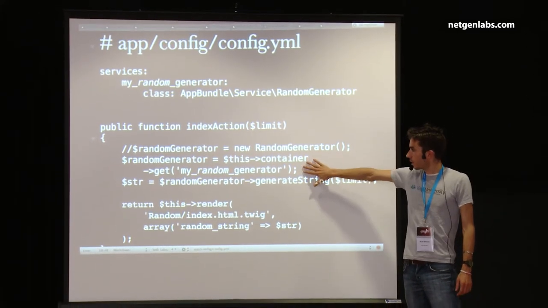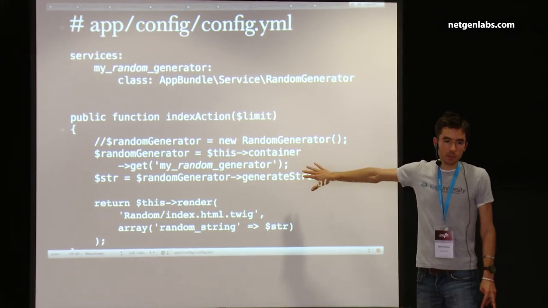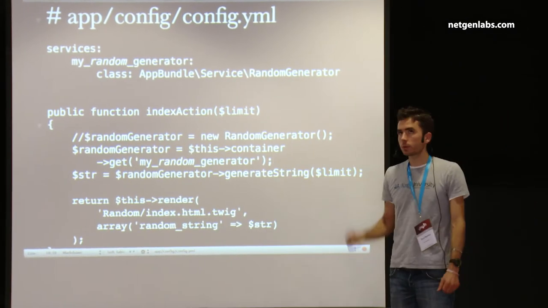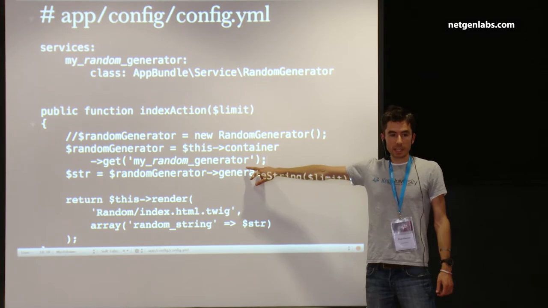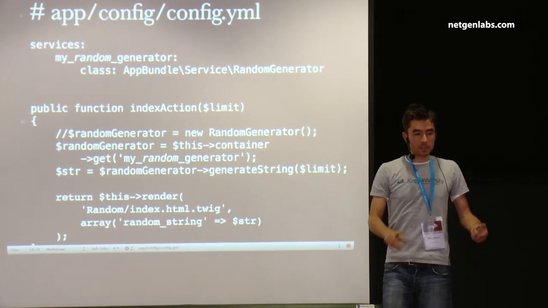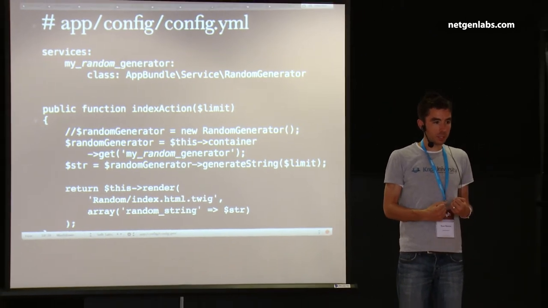So basically, you can see here, when we say this arrow container arrow get my random generator, we're saying give me an instance of my random generator service. I don't care if it has zero constructor arguments or 50 constructor arguments, just give me that object.